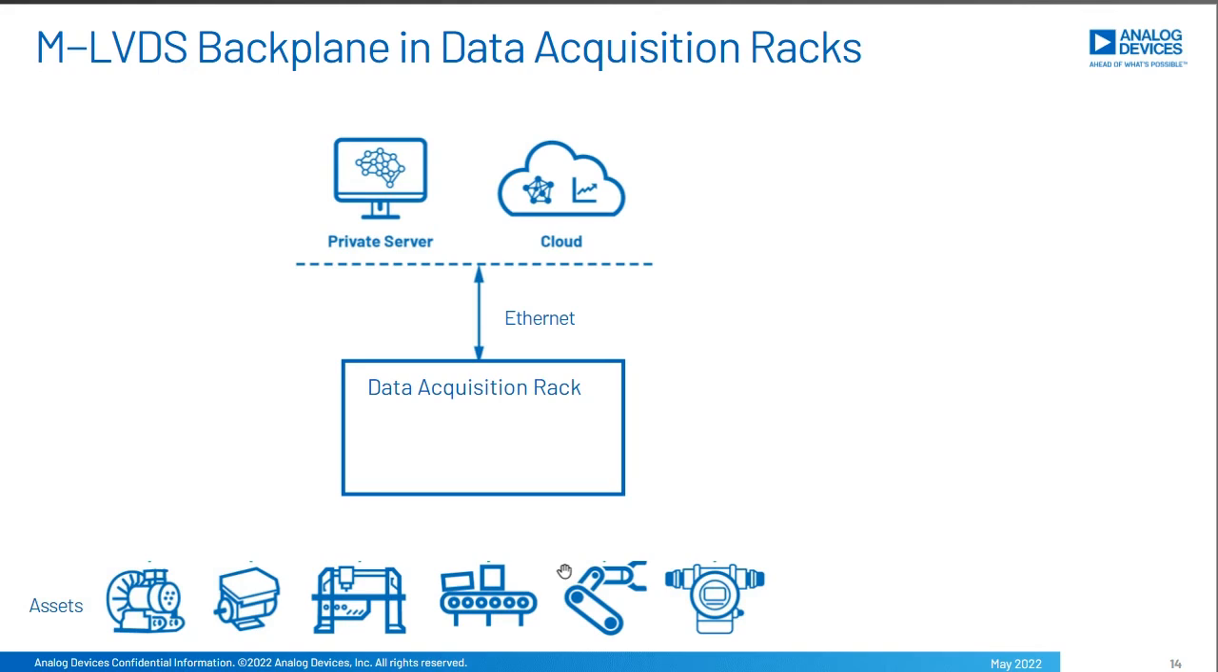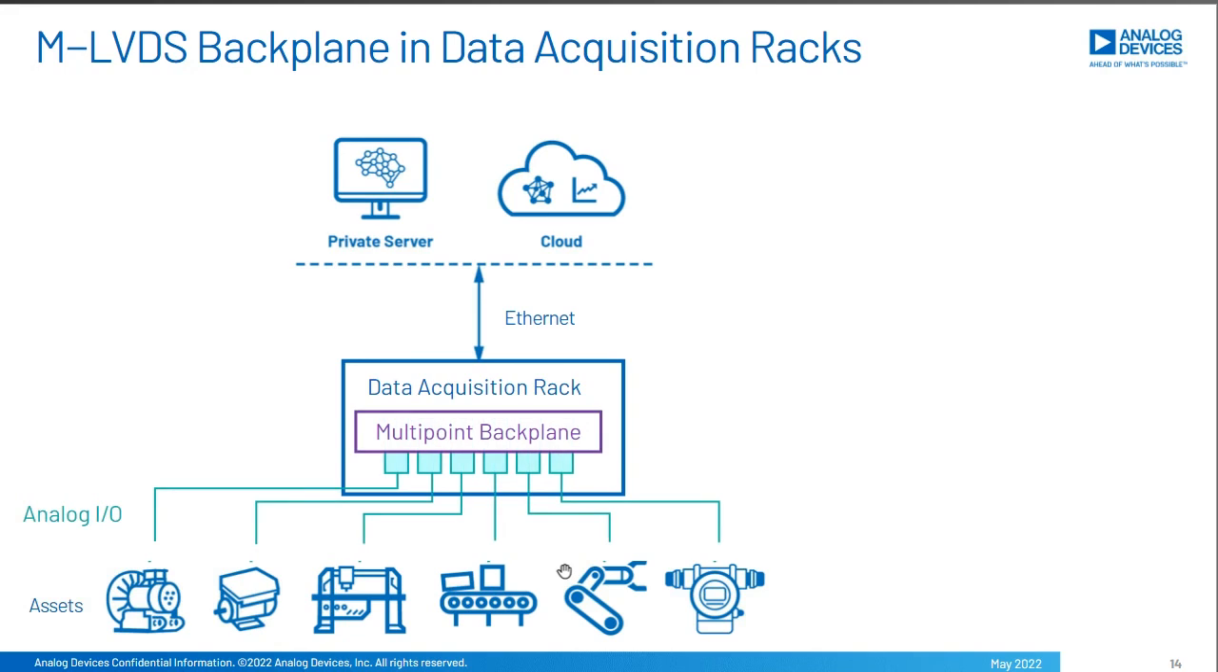And it's communicating using analog I/O devices to each of the end devices. So the rack needs to aggregate all this data from all these end devices and feed it back up to the cloud via Ethernet. And how do all of these devices communicate with each other? Well, it's over some type of backplane is how this is done to date. And what we're presenting here is how MLVDS connectivity is an ideal option for tomorrow's backplanes.